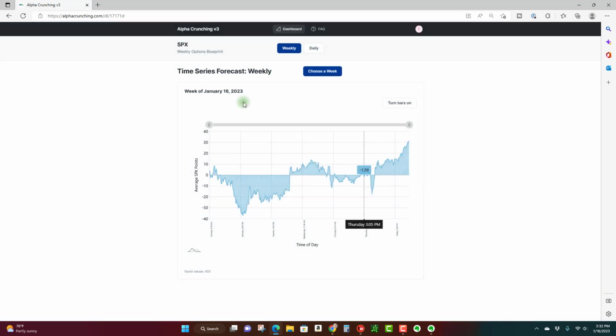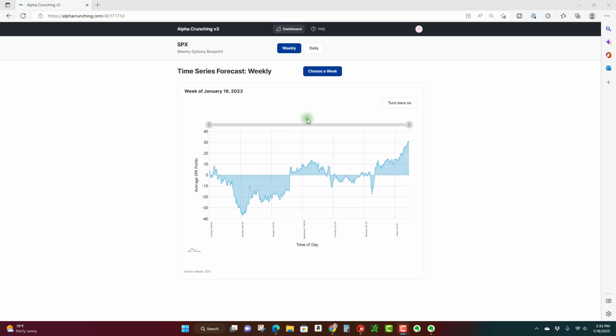Now, each weekend, these charts are updated. So the week of January 16th, 2023 would have been available by January 15th, which would have been that Sunday. So before the trading week begins, you'll have a view of the entire week, and the forecast does not change throughout the week because we are looking at the most recent history to create a forecast for the week.